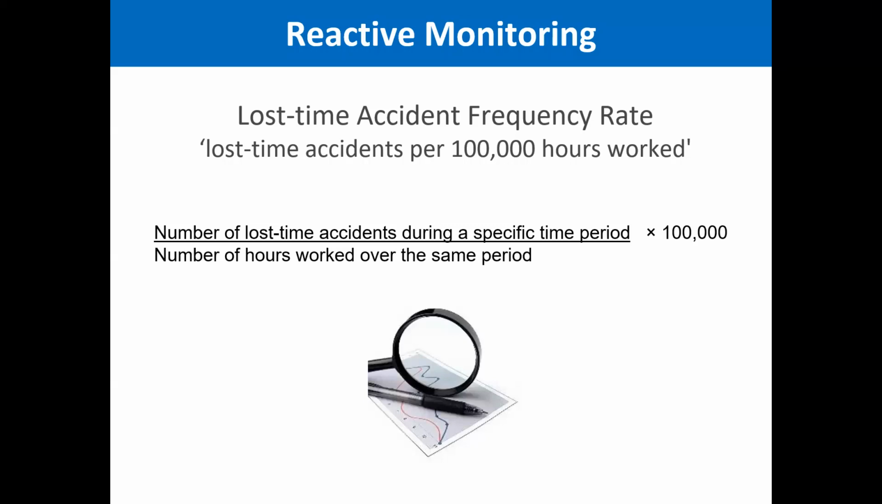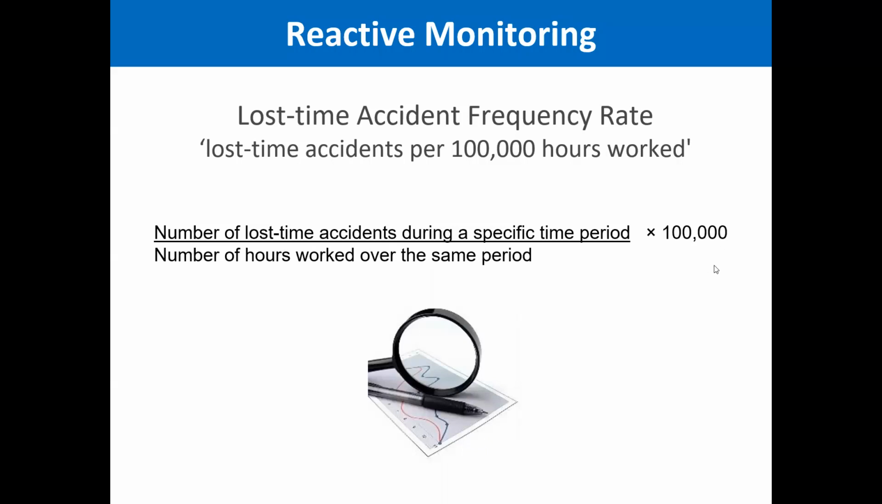So how do you calculate lost time accident frequency rate? It is calculated by multiplying the total number of lost time accidents by 100,000 and then dividing it by the total number of hours worked in that period. This will give you the number of accidents happening per 100,000 man hours. But if you multiply it by 1 million, that will give you an idea of how many accidents are happening per million man hours.